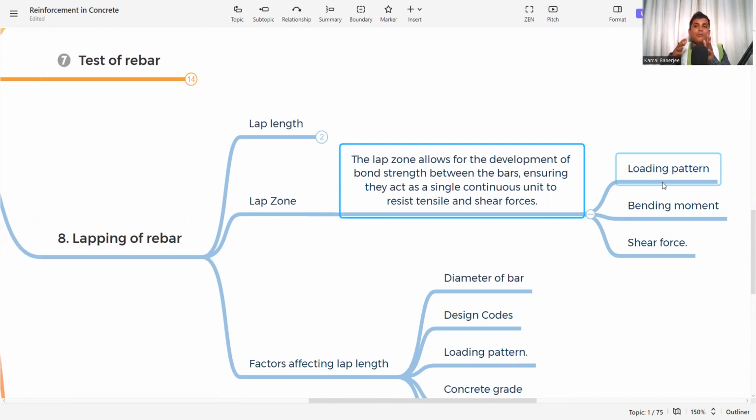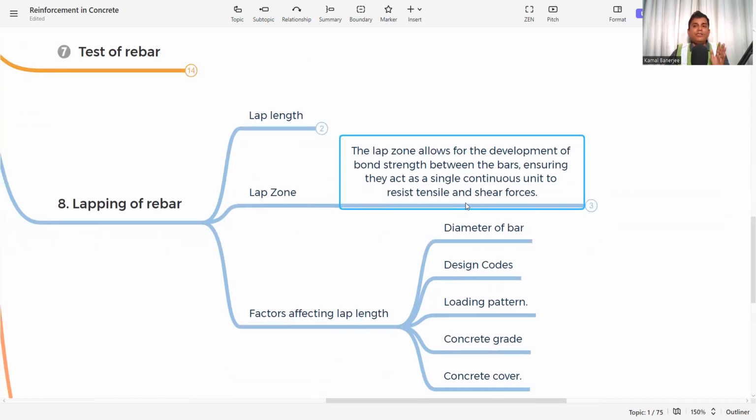On that basis, whenever the bending moment is more, you cannot make the lap zone, or whenever shear force is more, you have to provide more shear reinforcement, and whenever bending moment is less, you can provide a lap, but again you have to provide more shear reinforcement. So according to the loading pattern, bending moment and shear force, we first finalize the lap zone, and then finalize the lap length. According to the lap zone and lap length, we provide the lap. And laps should be staggered, not all bars in the same area. They should be staggered in a manner to get uniform distribution of the stress.